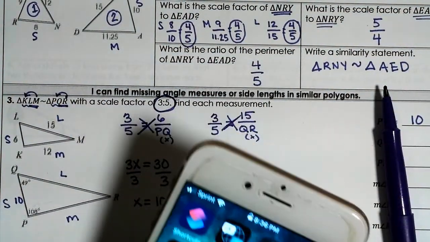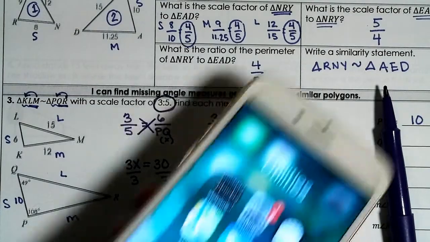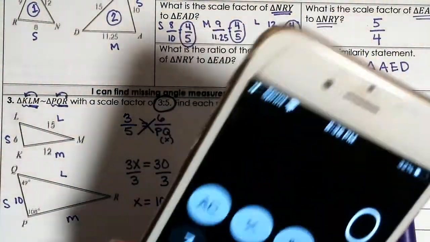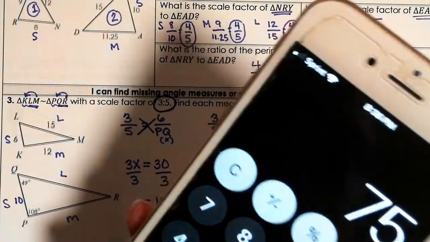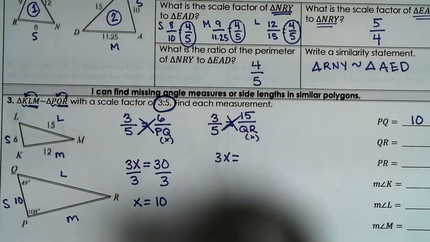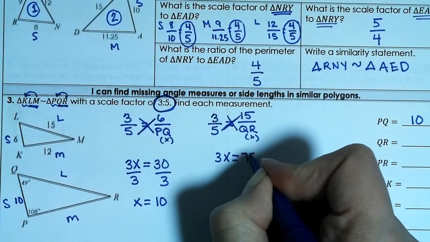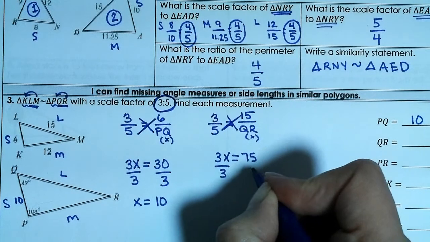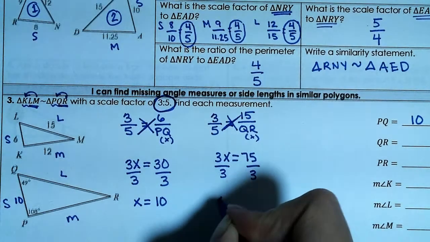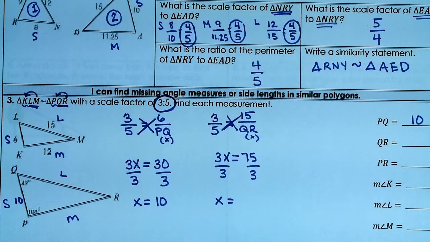Double check. Since it's late, I don't want to get my math wrong. Yes. I divide by 3. And you should get x equals 25.